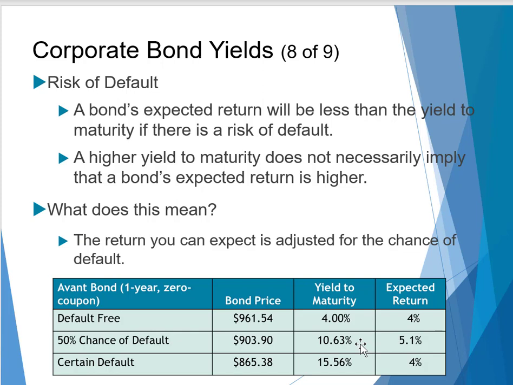So if you look at these bonds with a 50% chance of default, the yield is going to be 10.63%. When it was default free, the yield was 4%. And of course, the certain default, 15.56% is the yield if there was something that had a certainty of default. Again, the only real message I think that we want to get from this section is that when you incorporate risk, you have an impact on prices and returns.